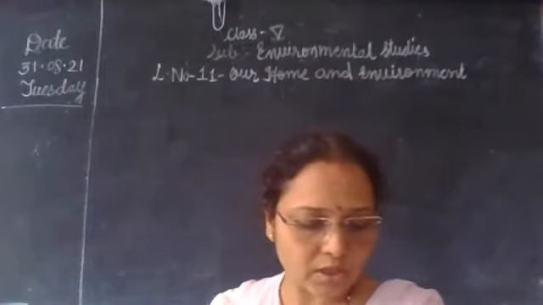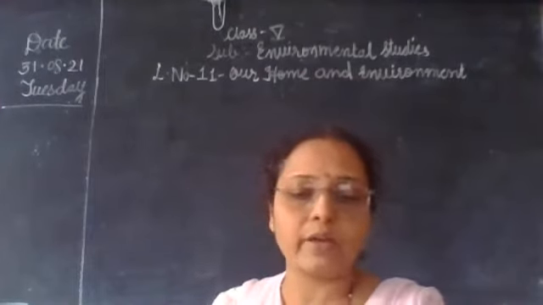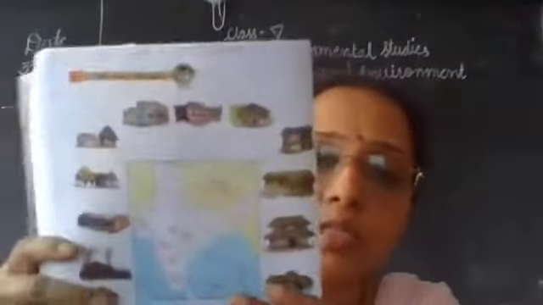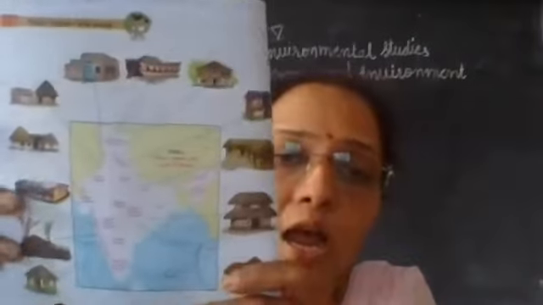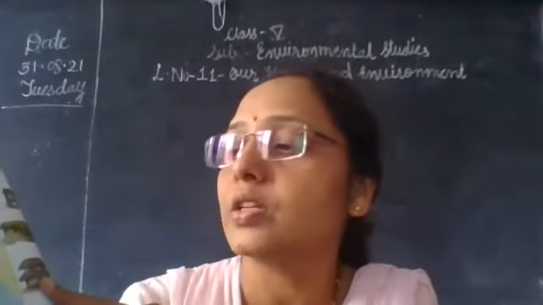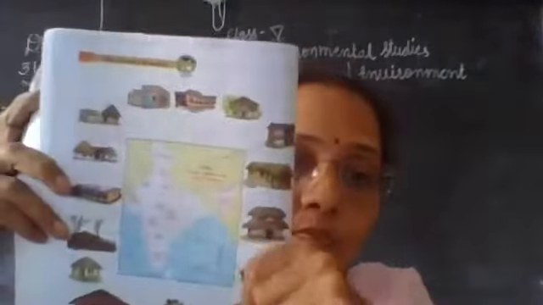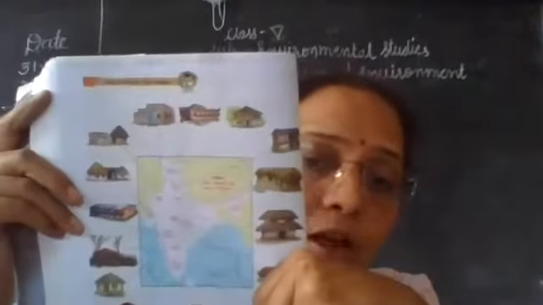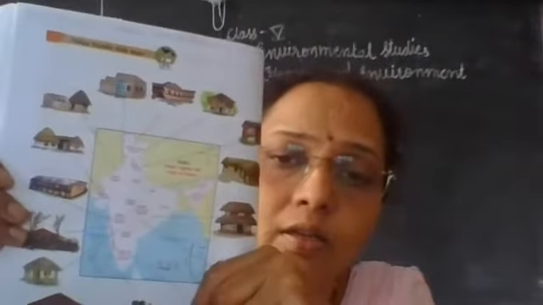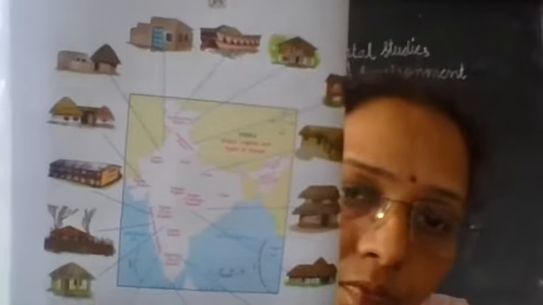Now on the picture given on page 52, the various houses and the map are given. So see, this is the map of India where the major regions and types of houses are shown. Various regions are found, the regions which have heavy rainfall, heavy snowfall. So the types of houses are given. So watch this. See this.